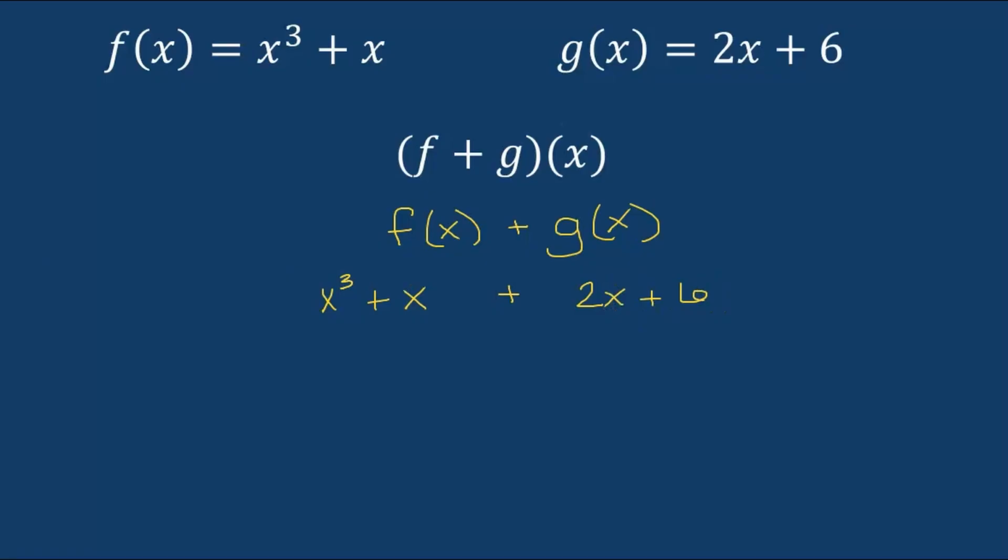What we're going to do now is combine like terms. So remember that if it has an exponent that's different than the other ones, it cannot be combined. So x cubed is its own term. Plus x and positive 2x make 3x. And then we have plus 6 as our last term.